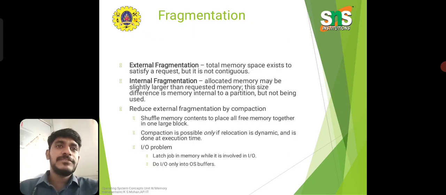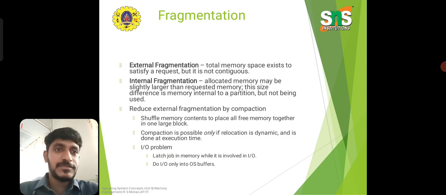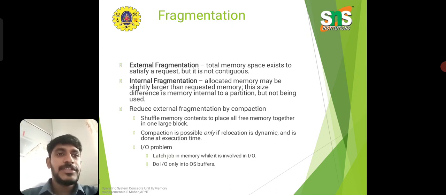Now let's look at fragmentation. In external fragmentation, the total memory space exists to satisfy a request, but it is not contiguous. In internal fragmentation, the allocated memory may be slightly larger than the requested memory; this size difference is memory inside a partition that is not being used. We can reduce external fragmentation by compaction: shuffle the memory contents to place all free memory together.